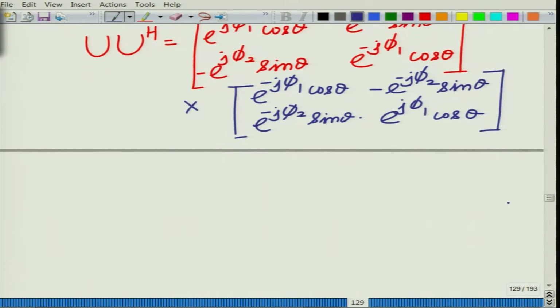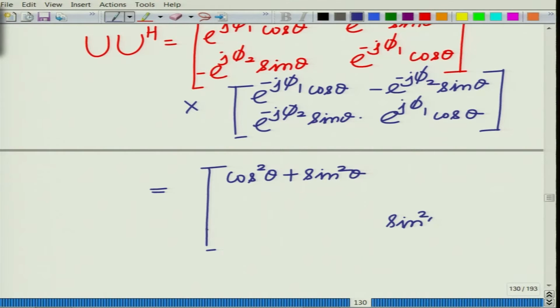And if you multiply this, you can once again see the diagonal terms will be cosine square theta plus sine square theta, and this will also be sine square theta plus cosine square theta. The off diagonal terms, if you look at this, will be minus e raised to minus j phi 2.